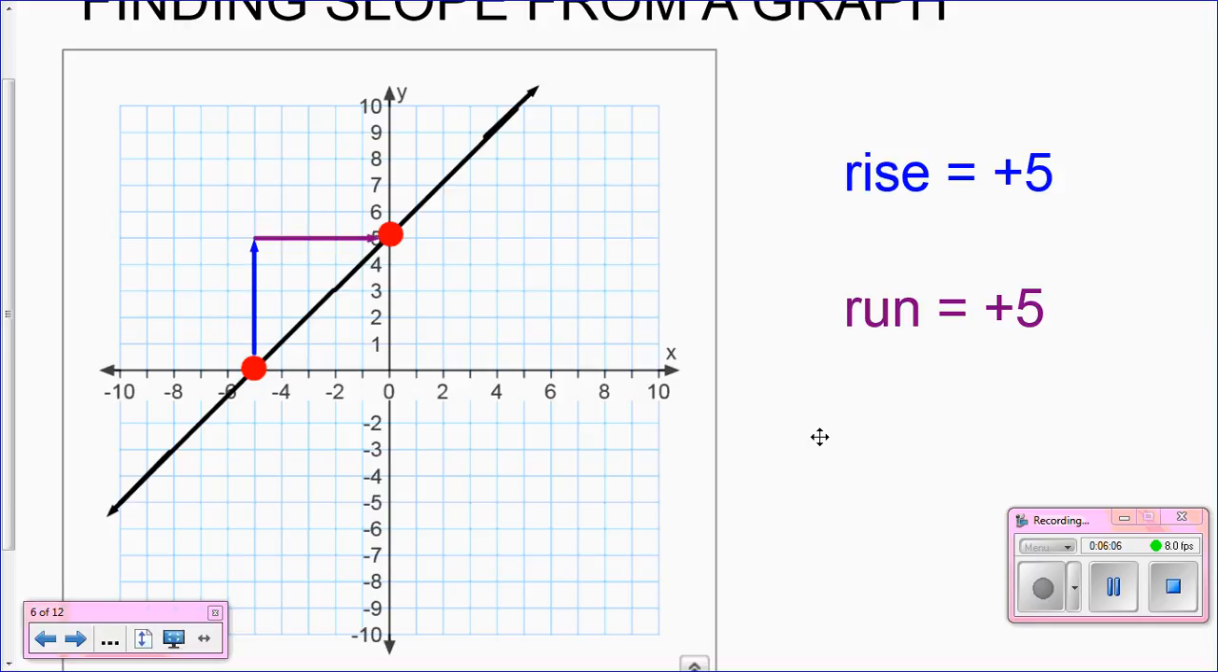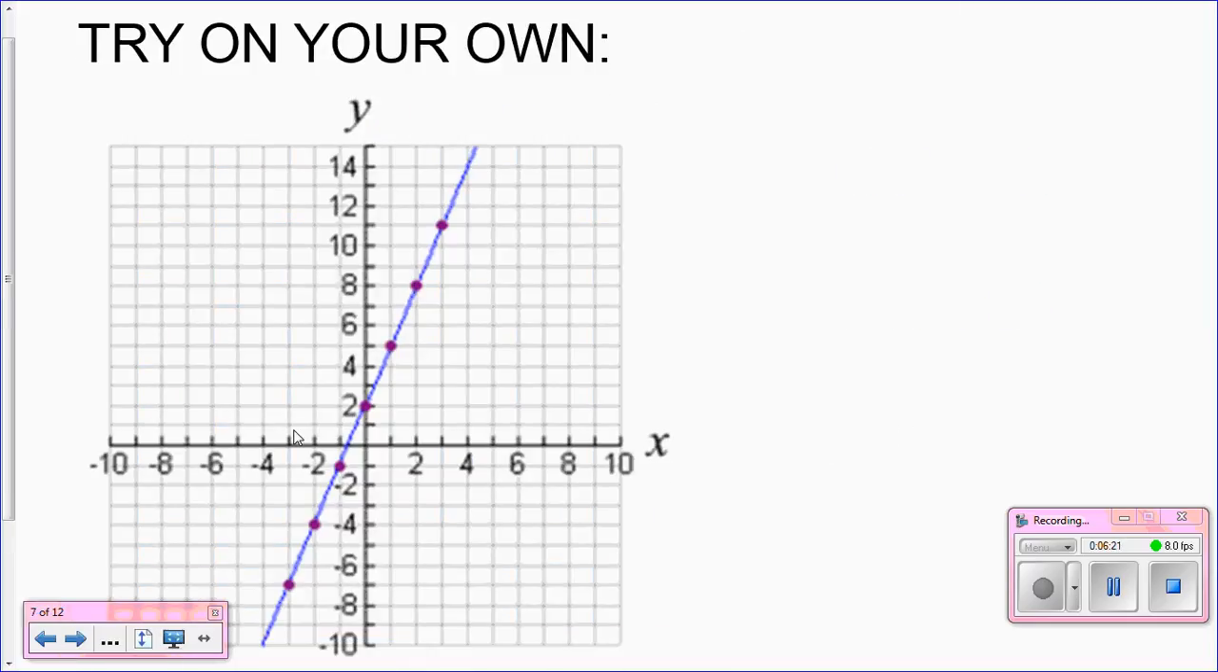Either way, I'd get the same answer because to make my slope, I have to put the rise over the run. So here I get 5 over 5, which is equal to 1. If I did it the other way, negative 5 over negative 5 is still equal to 1. It works out. Okay? Alright, so here's yours to try on your own.